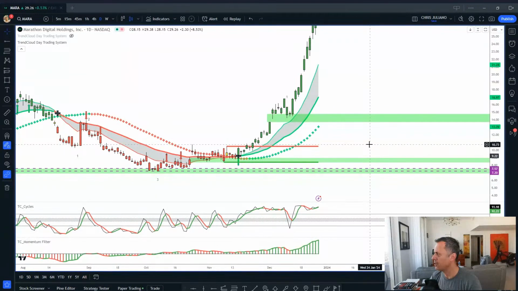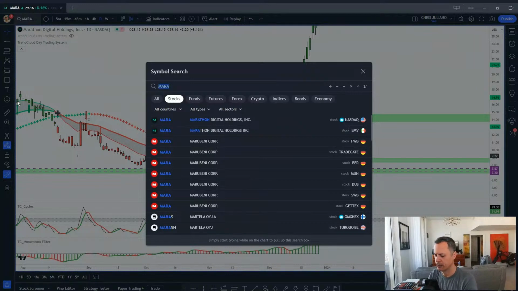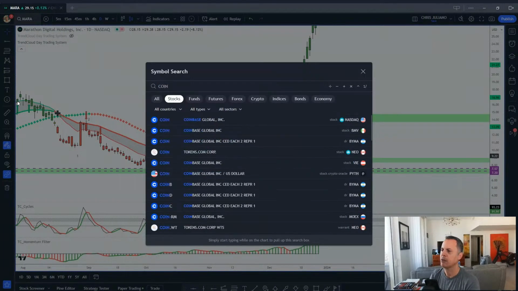Beautiful job. Up 180%. Coin up 150%. The holidays too. Yeah, that's right. It's still lightly being traded too. Possible to go up even more. Coin. Let's go take a look at Coin. Is that Coinbase? Yeah.